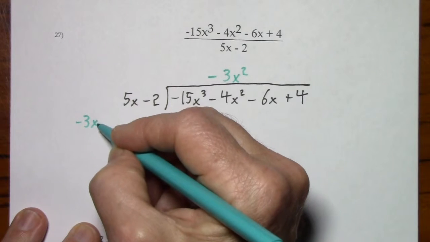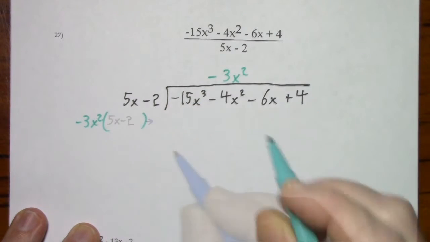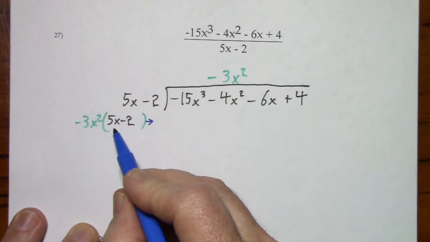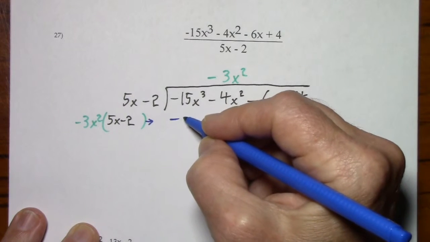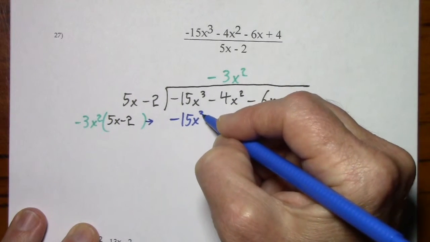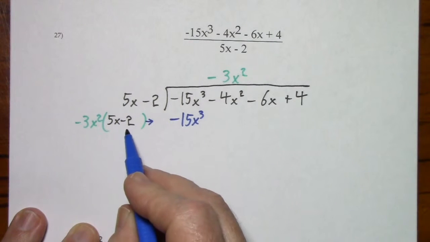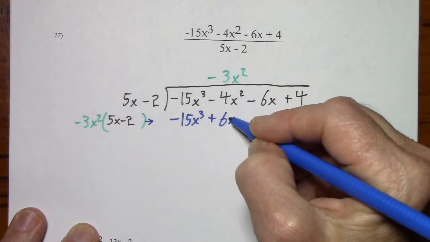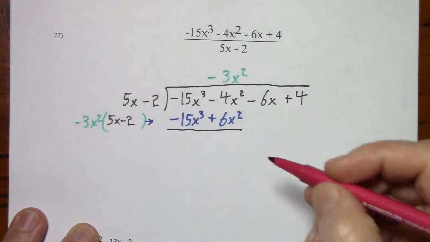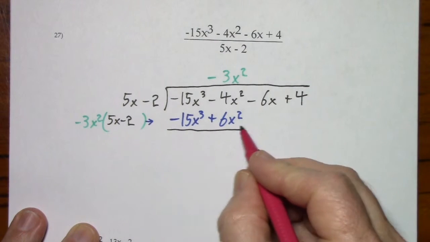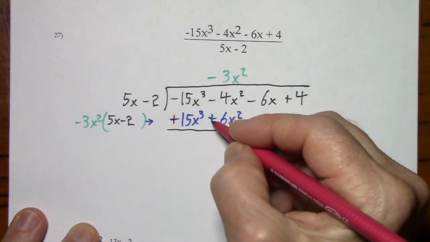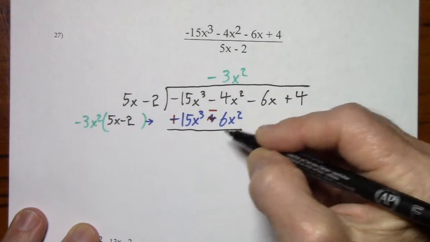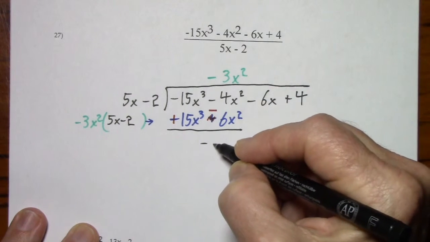So negative 3x squared times 5x minus 2. Negative 3x squared times 5x gives us negative 15x to the third. Negative 3x squared times negative 2 gives us plus 6x squared. And remember, we're subtracting this, which means we change each sign. This gives us a 0. Signs are the same, we add.